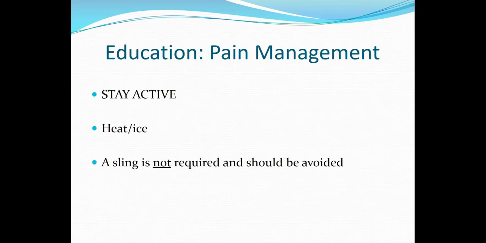So how do we manage shoulder pain? It's important to stay active. General exercises like walking and biking can help with overall pain management of the shoulder. Heat or ice can also help with short-term pain relief. You can use whichever works best for you. In general, if it is a new injury or there's swelling in the area, ice is better to reduce swelling and inflammation. It's also important to note that a sling is not required and should be avoided as it can cause increased stiffness and reduced range of motion in the shoulder.